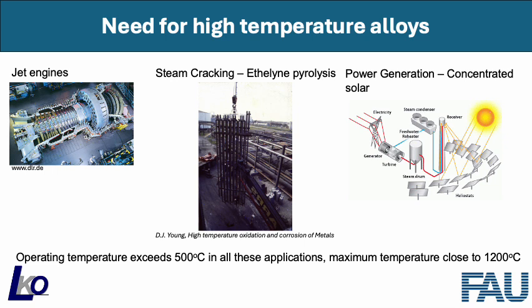So in the context of this lecture, we will define anything more than 500 degrees Celsius as a high temperature environment. We will talk about whatever material degradation occurs due to the interaction with the environment at this temperature as high temperature corrosion. Where do we encounter these high temperature conditions?